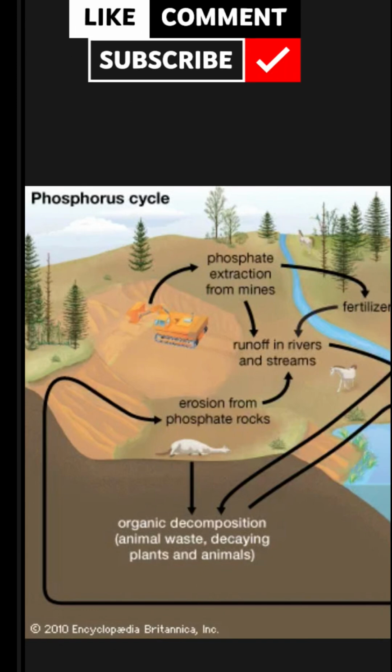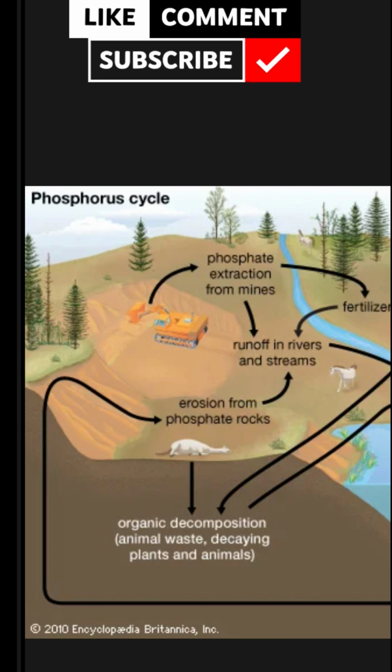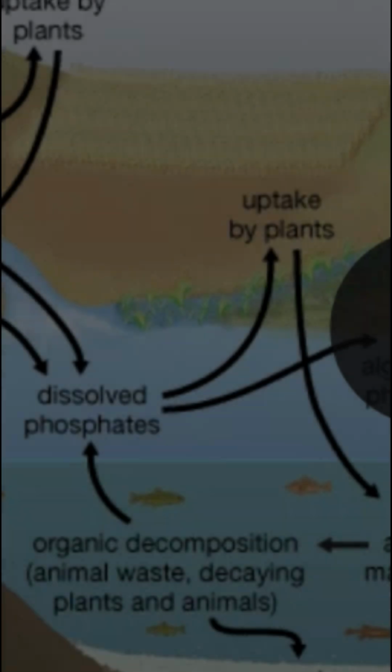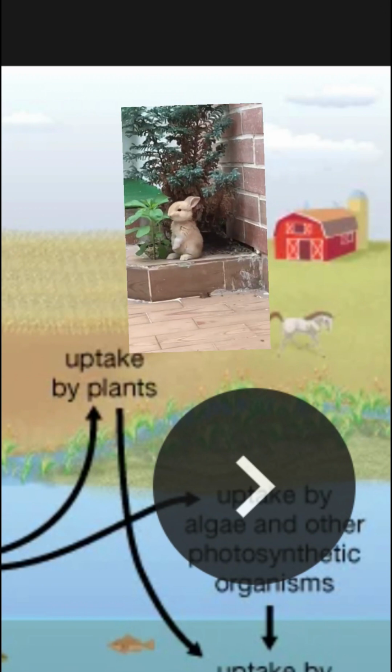Phosphorus cycle. Phosphorus is primarily found in rock and phosphorus minerals, where these rocks weather and erode, and phosphorus ions are released into the soil and water. Plants absorb the dissolved phosphorus ions from the soil through their roots, utilizing them for growth and development. Animals obtain phosphorus by eating plants, thus incorporating it into their bodies.